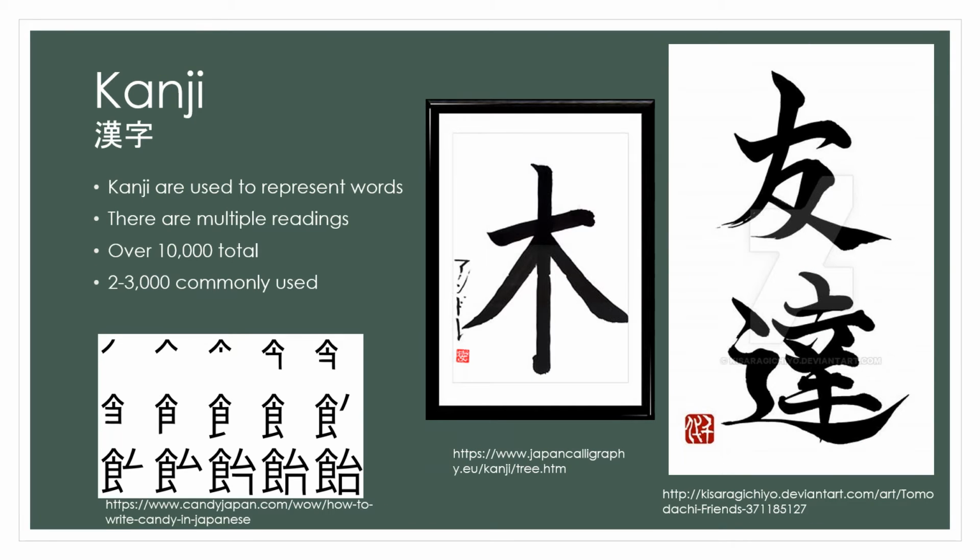And the final alphabet is kanji. Kanji are used to represent words, and they have multiple meanings. Kanji was adopted from the Chinese language, but was adapted to fit the Japanese alphabet. There are over 10,000 total kanji, but only 2,000 to 3,000 are commonly used.